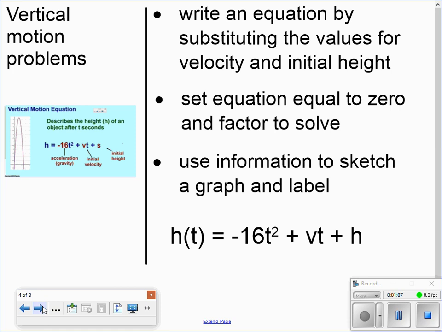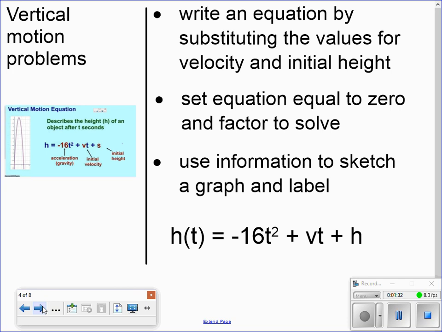The real-world problems that we're going to encounter with quadratic functions that would involve solving would mainly be vertical motion problems. Our vertical motion problems are going to use the equation h of t equals negative 16t squared plus vt plus h, where v would be the velocity and h would be the initial height.